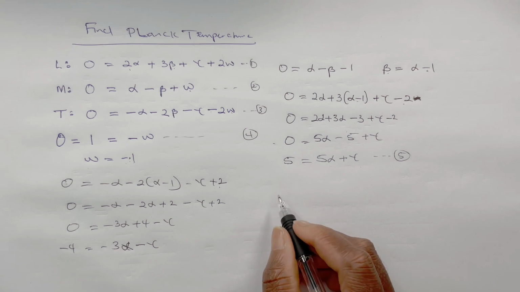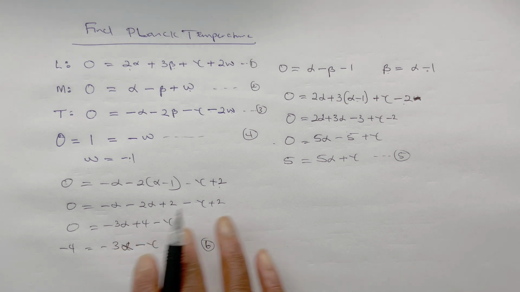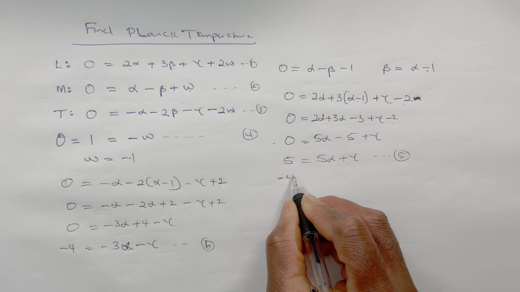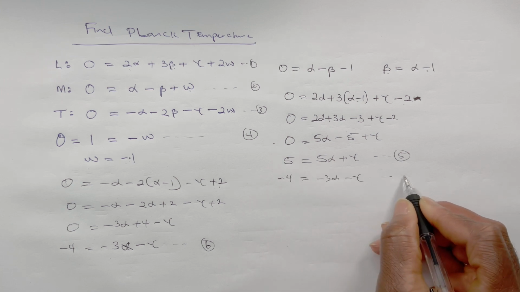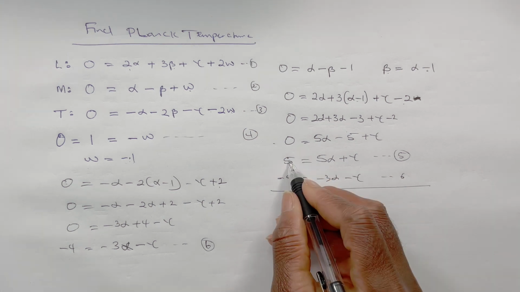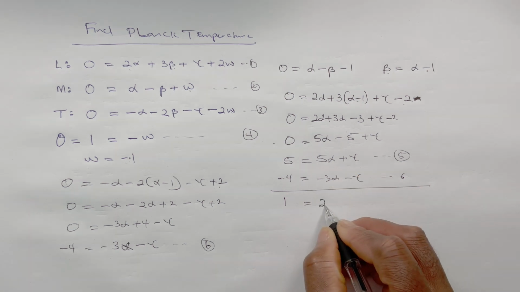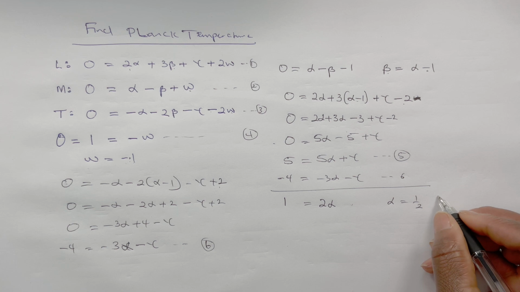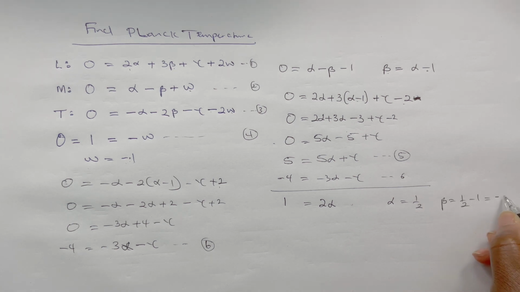So what do we need to do? We got equation 6. I need to bring these two together. Yeah, I need to add them together. So minus 4 equals minus 3 alpha minus gamma, equation 6. Add together: 5 plus minus 4 is 1 equals 5 alpha minus 3 alpha, that will be 2 alpha. The gamma terms give 0. Therefore alpha equals a half. Alpha is a half. What is beta? Beta is a half minus 1, which is minus a half.